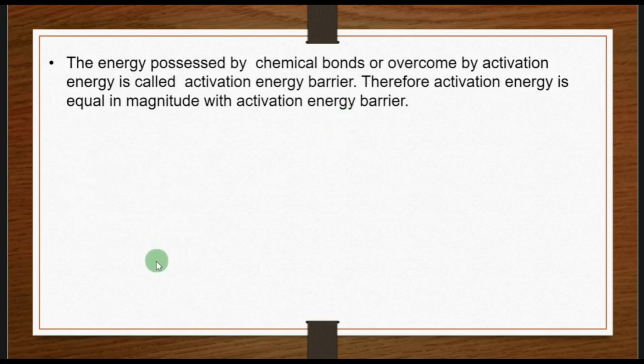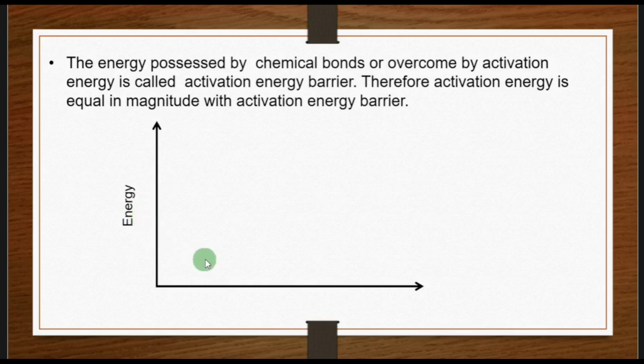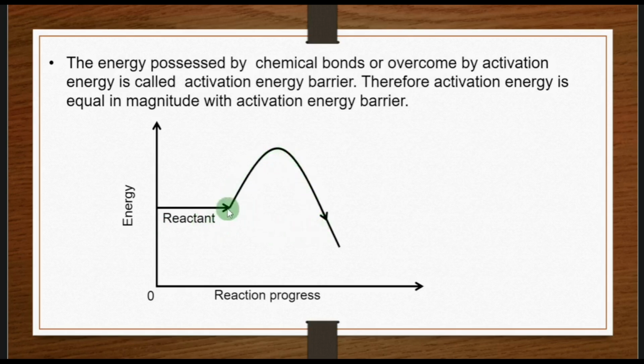So let's look at the energy profile of these reactions under collision. Let's say we have a vertical axis and a horizontal axis. The vertical axis represents energy, the horizontal axis represents reaction progress. If this is 0, then the reactants here have some energy, because something cannot have 0 energy. These reactants find it difficult to react, so they need energy to go up there, react, and form a product.